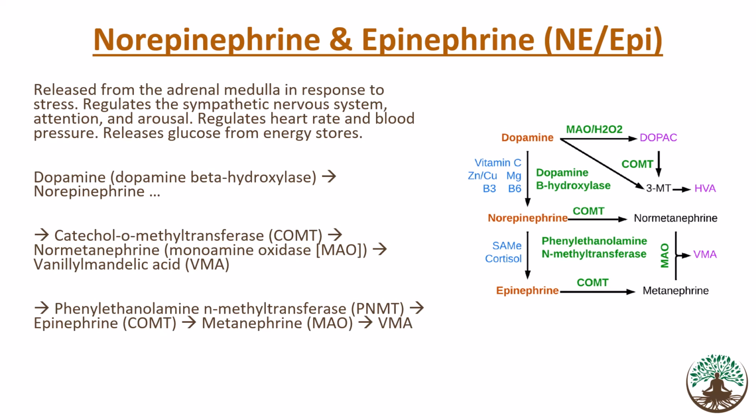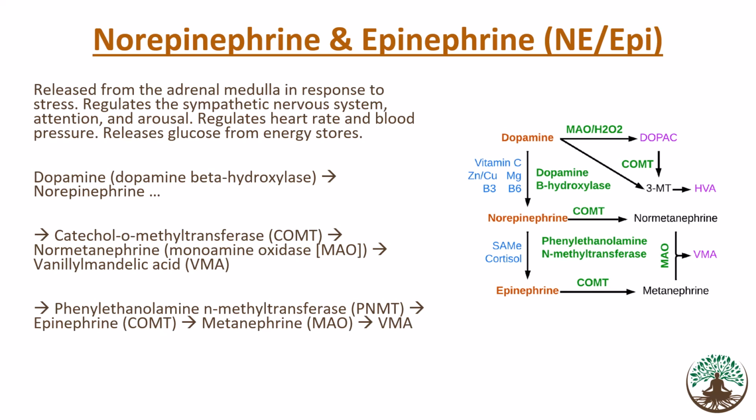Next, let's turn our attention to norepinephrine and epinephrine. These are both released from the adrenal medulla in response to stress. They regulate the sympathetic nervous system, attention and arousal, as well as heart rate and glycemic control. Dopamine is converted by dopamine beta hydroxylase into norepinephrine. From there, norepinephrine has two options. Norepinephrine can convert into normetanephrine under the influence of catechol-O-methyltransferase, or COMT.